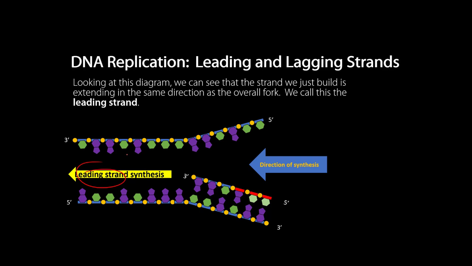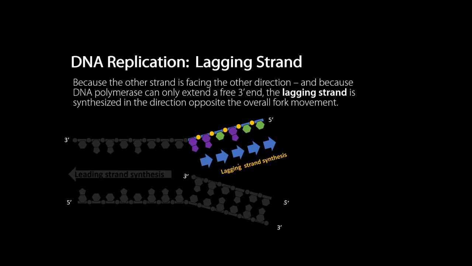The problem's going to be this guy. So the way this works is, even though the overall holoenzyme is going that way, this strand has to be synthesized this way. So that leads to problems. Basically what happens is this. The strand begins to be synthesized, but because the holoenzyme is going this way, we now have to go like this. You see that?